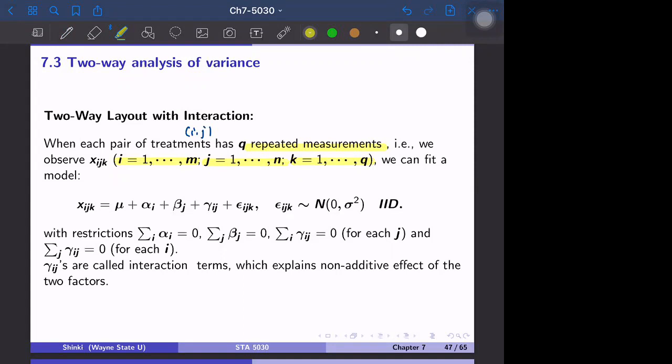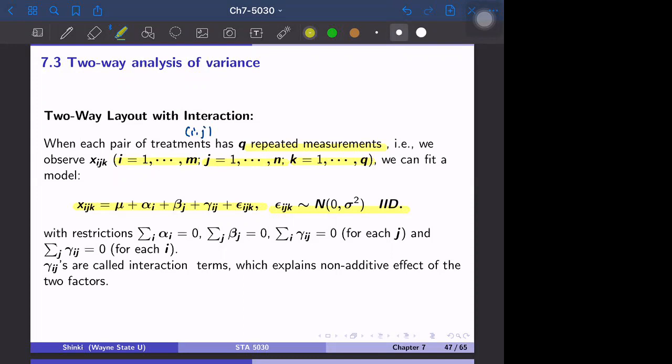Then we can fit the model. X_ijk is equal to mu plus alpha_i plus beta_j plus gamma_ij plus epsilon_ijk, and epsilon_ijk is just IID normal(0, sigma squared). So this is the basic two-way layout with interaction.